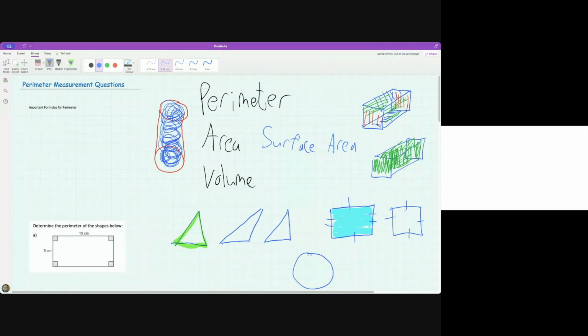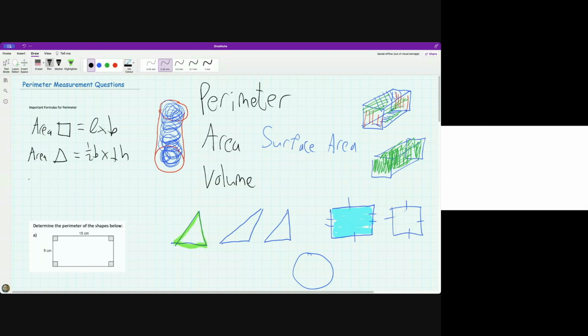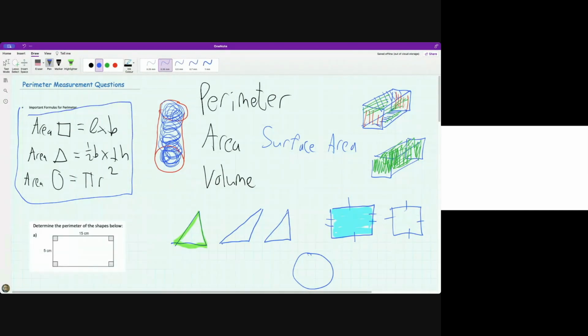Okay, now in terms of the formulas that we need to know about, probably the area of rectangles. The area of a rectangle is just going to be length times breadth. That's not particularly hard, so that's fine. We also need to know about the area of a triangle, which is a half base times perpendicular height. And then for the area of a circle, we get pi r squared. So those are the big three. Again, give me a thumbs up if you are comfortable with these three area formulas. Give me a thumbs down if you're like, just clarify.